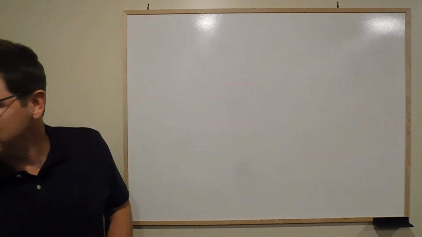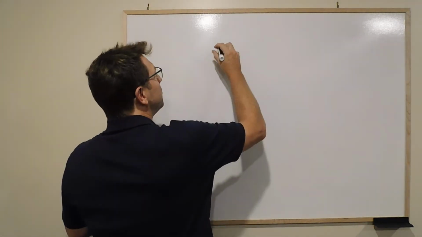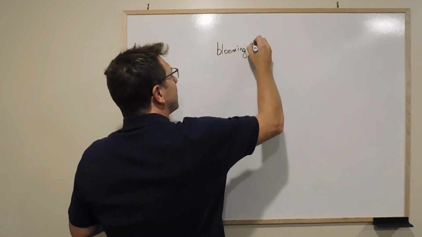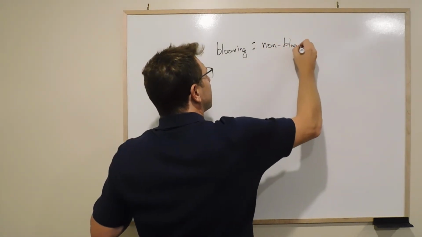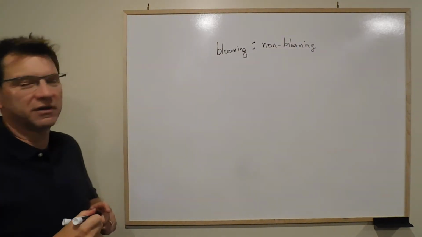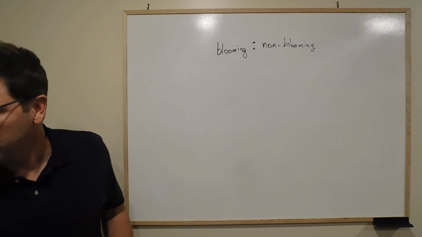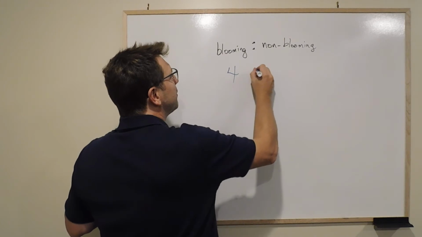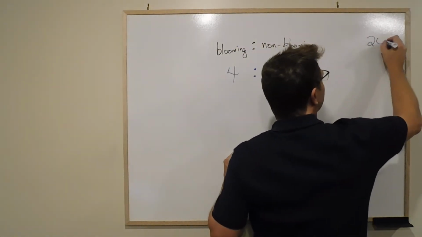So the first question said the ratio of blooming to non-blooming orchids. So blooming to non-blooming. All right. So what we need to look at first of all is what the question says. It tells us that 4 of the 20 orchids have bloomed. So we know that 4 of them have bloomed, okay? But if we go over here, there are 20 in total.